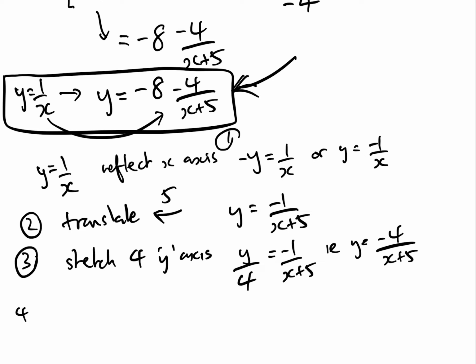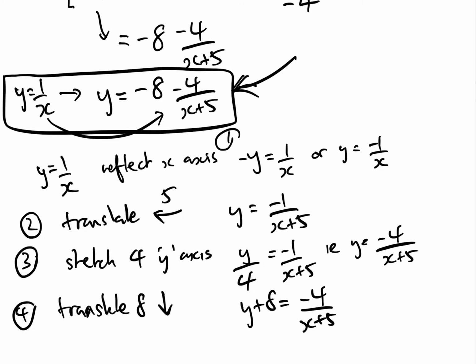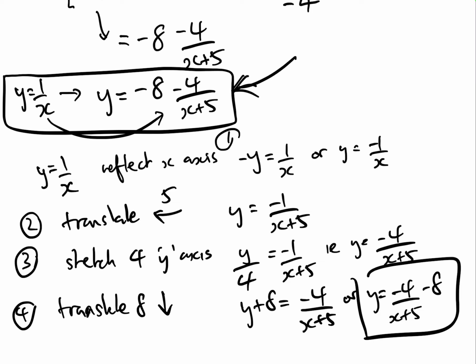And then step 4, we're going to translate 8 downwards, which means we replace y by y plus 8, i.e. y plus 8 equals -4 over (x + 5), or y equals -4 over (x + 5) minus 8, which is our translated graph. So that is one way of doing it. Okay, but we're going to give some more methods, because this certainly isn't the only way.